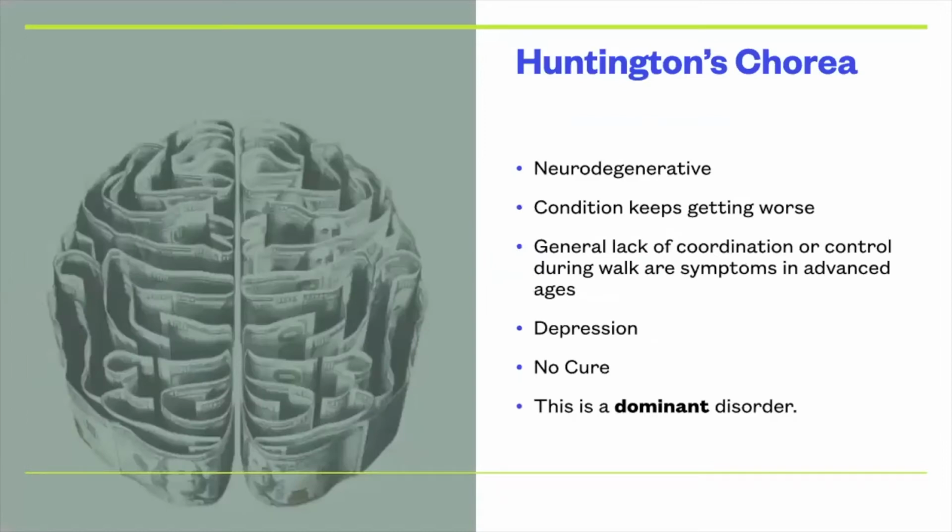There's another one called Huntington's chorea. This is a neurodegenerative disease. The condition keeps getting worse, and there is a general lack of coordination or control during walking. This is a big symptom in people who are older and have advanced Huntington's chorea, and it can cause depression. There is no cure for Huntington's chorea, sadly, and this is a dominant disorder. We will explain what these terms mean in a few minutes.